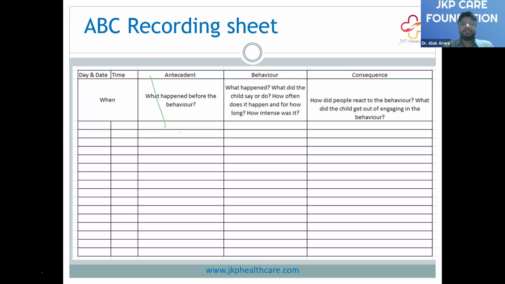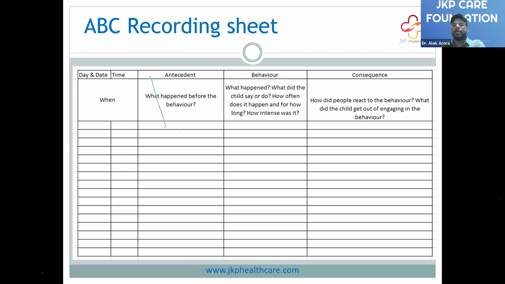So what does this sheet say? You need to record the date and day. You need to record the time. So what time it happened, which was the day, which was the date. So say Monday, the 28th of October, at 4 o'clock. Then antecedent: what happened before this.